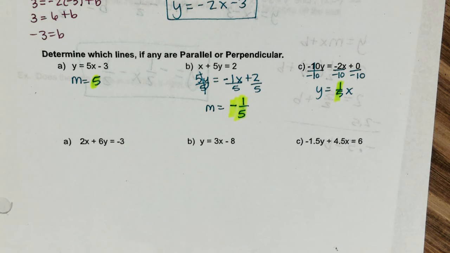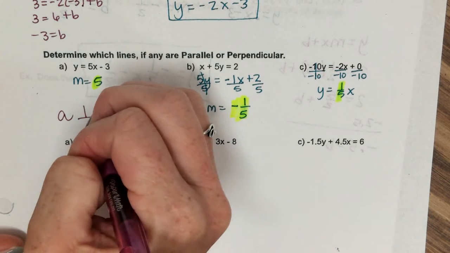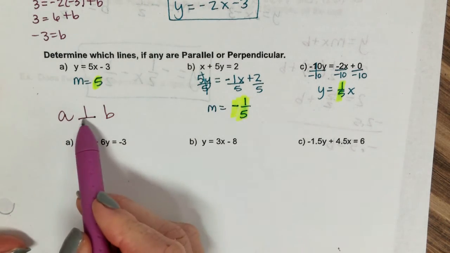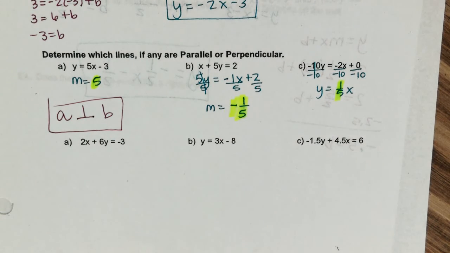Are any of them parallel? They have the same slopes, yes or no? No. So none of them are parallel. Are any of them perpendicular because their slopes are opposite reciprocals? No. Which ones? A is perpendicular to B. You do not have to spell out perpendicular. The way that you're going to write this is you're going to say A is perpendicular to B because this is the sign for perpendicular. And that's your answer.